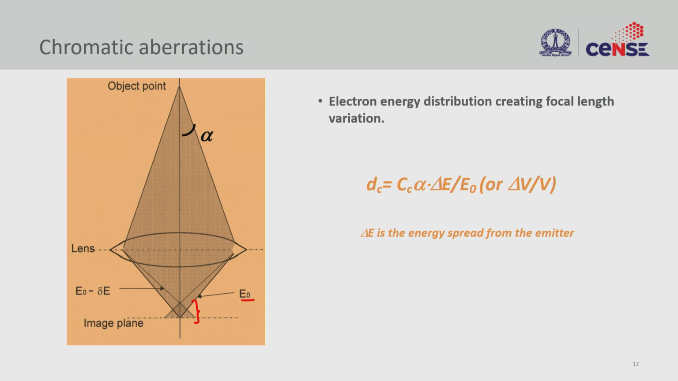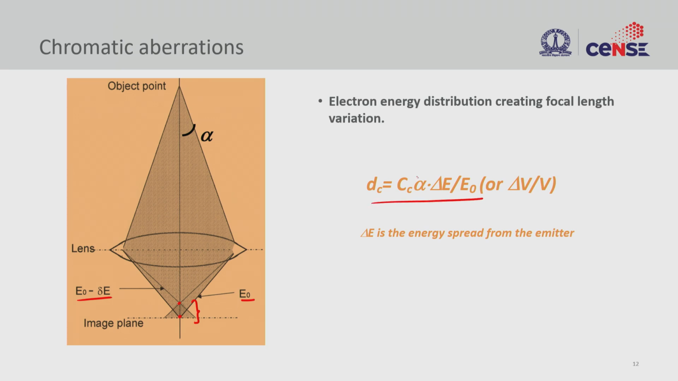So if you have just E naught, it will focus here. If there is a change in the energy, then you are going to focus it somewhere else. So this is what we call chromatic aberration. Chromatic comes from variation in the energy of the electrons that come in, similar to the chromatic dispersion in optical lenses. All the wavelengths cannot be focused at the same location, so there will be slight variation in the focal point between different wavelengths. Similarly here as well. So that is characterized by this.